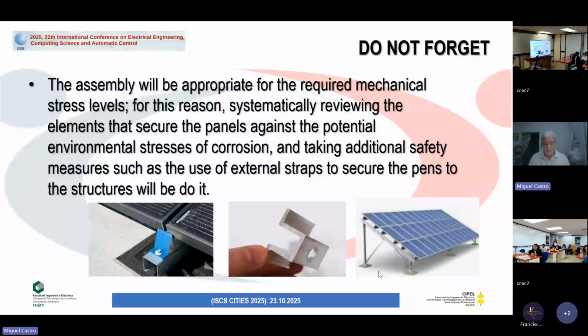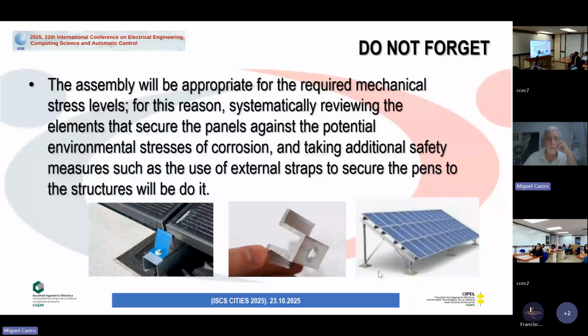But it's necessary, do not forget, that the assembly must be appropriate for the required mechanical stress level. For this reason, systematically review the elements that protect the panels against potential environmental stress such as corrosion, and take additional safety measures, such as the use of external straps to secure the panels to the structure.